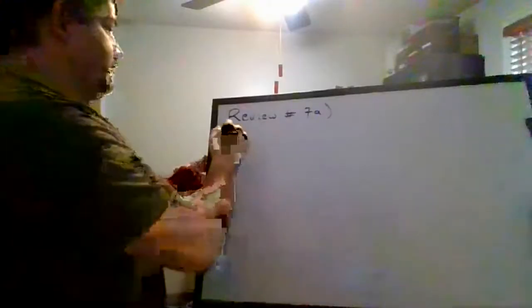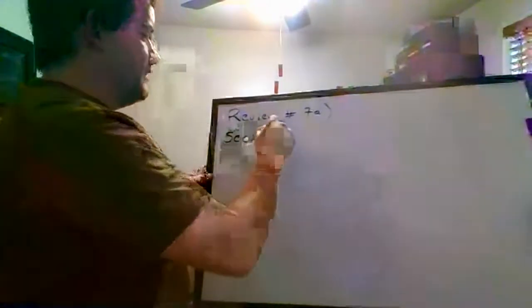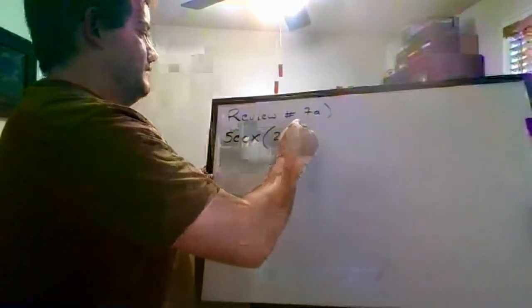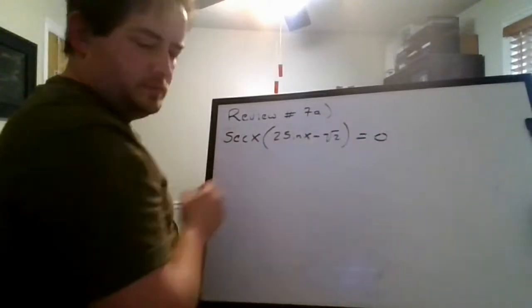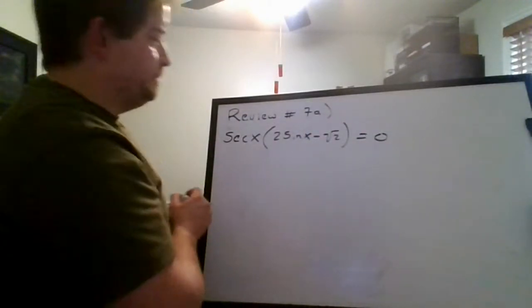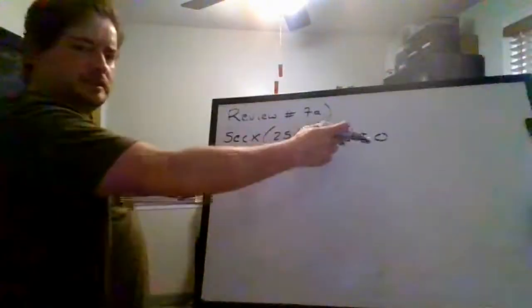Okay, let's take a look at 7. Somebody asked me about 7a, so let's take a look at that one. We have secant of x multiplied by 2 sine of x minus the square root of 2 is equal to 0. So it's already factored. I have secant multiplied by this binomial is equal to 0.